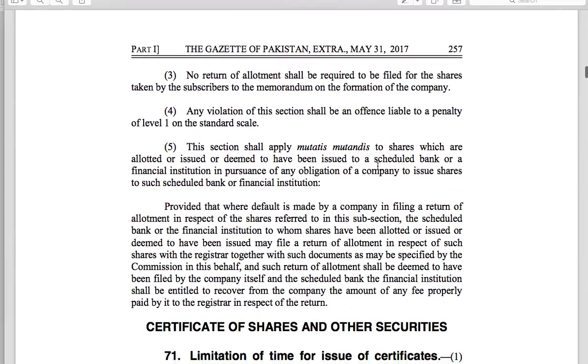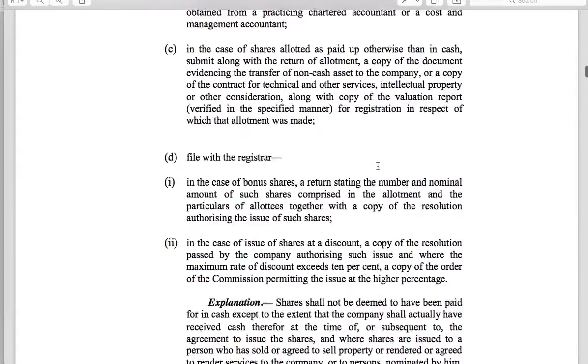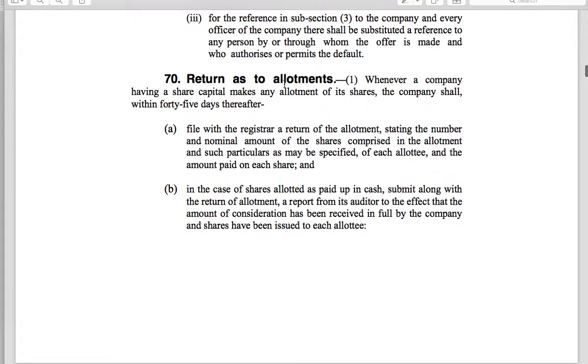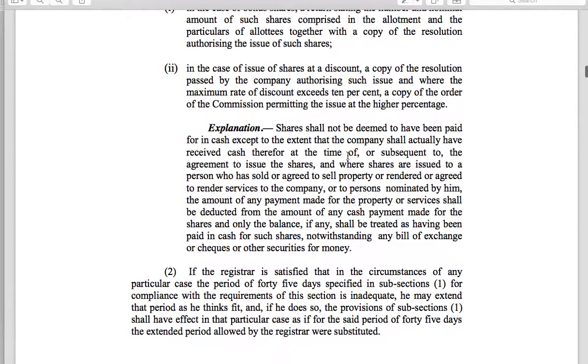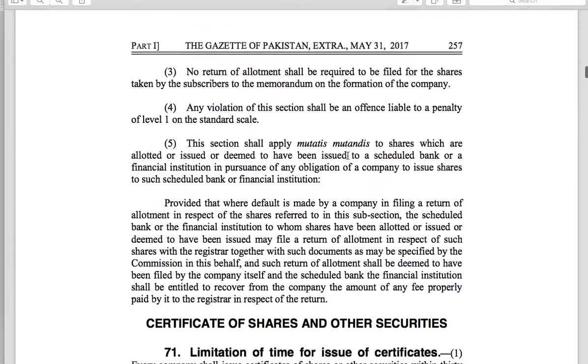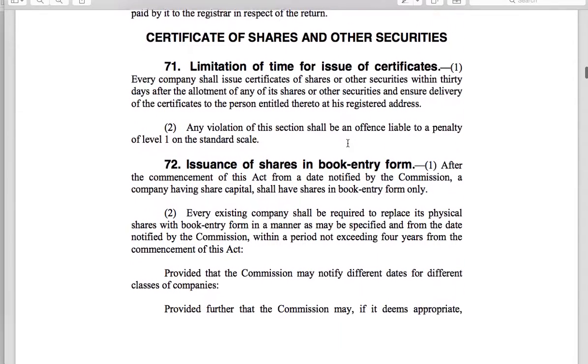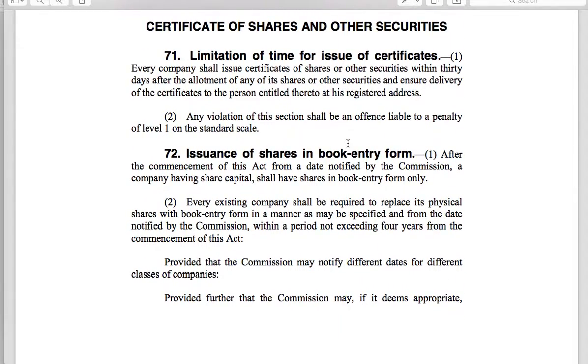And normally in October this annual return, which we call Form A, has to be filed every year by the company, showing how many shares have been issued, who were the company directors, what were the changes between company directors. Then this is certificate of shares and relating to.